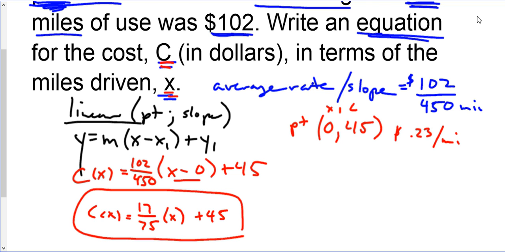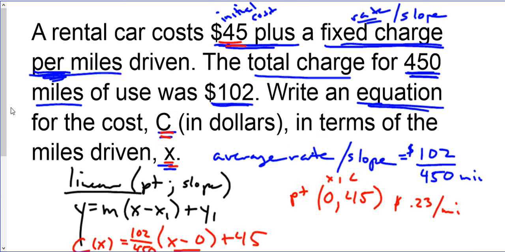Once again, to summarize, when you talk about an application, they usually give you an initial cost. Whenever they say a fixed charge per mile, the per meaning a slope, a rate, you know it's going to be linear. And in this case we found the slope by taking our rise over our run, figuring out what our y values are. In this case that was our c, or cost, which was $102, divided by our miles, which was 450, because we're always thinking about y over x. Hope that helps you out.